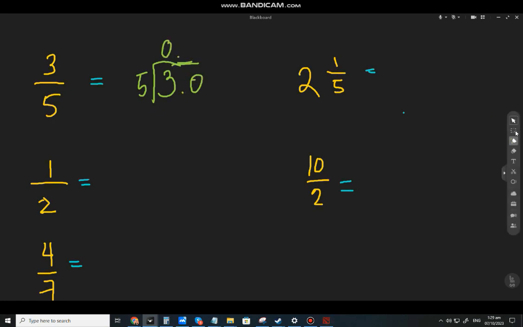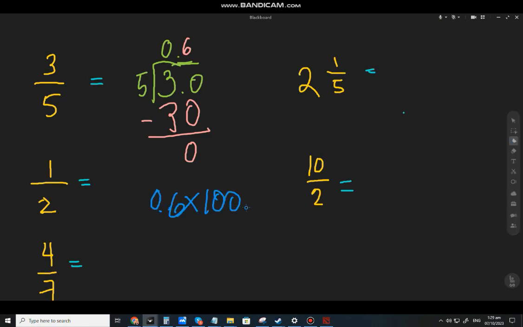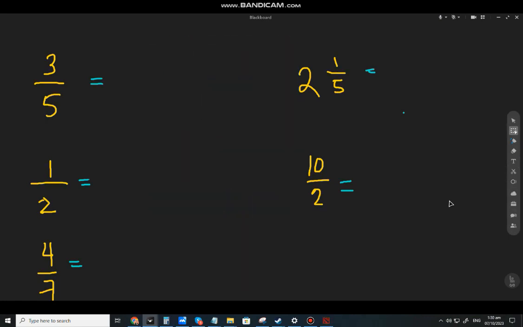So 30 divided by 5, that will be 6. 6 times 5 is 30. 30 minus 30 is 0, no remainder. So we have 0.6 here. Now, that's 0.6. You have to multiply it by 100. That will be 60. Or 0.6, move it 2 decimal places to the right. So that's 60. And when you get 60, you just add the percent sign. So that's it. So 3/5 here is 60%.